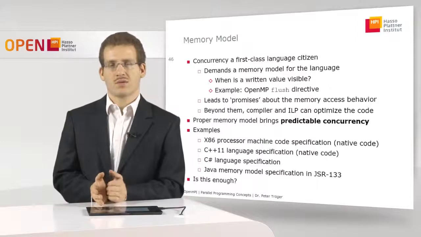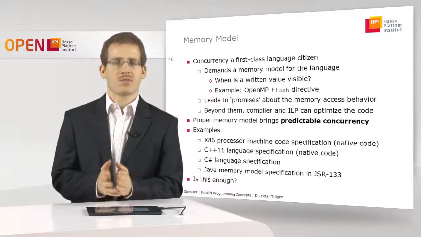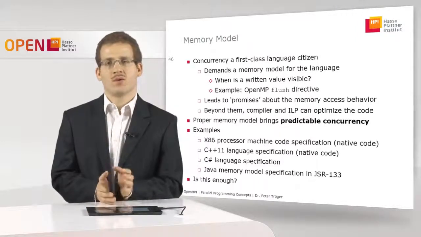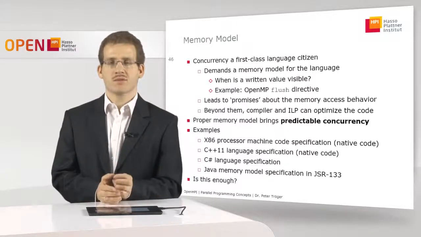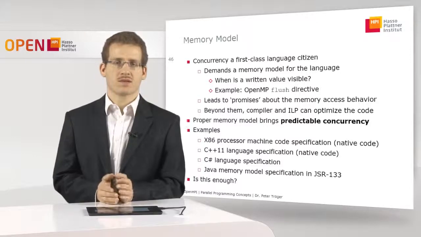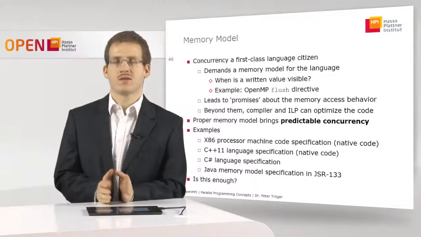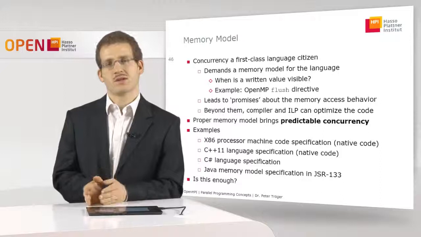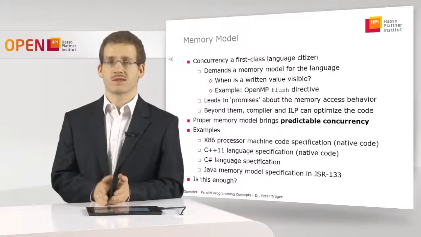So in the current world of parallel programming concepts and models, we have a more or less well understood idea of memory models and language support. And the interesting question now is: is this enough? Is this all we need in order to deal with parallelization and parallel programming on modern systems?